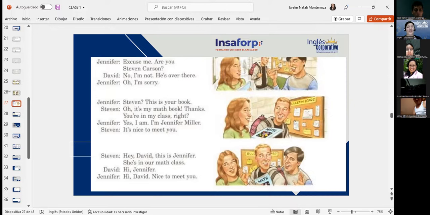Good question. So when you find someone and you say, "Steven, this is your book." "Oh, it's my math book. Thanks. You're in my class, right?" It's like, tú estás en mi clase, ¿verdad? You say, "Yes, I am. I'm Jennifer Miller. It's nice to meet you." He's like, "Hey, David, this is Jennifer. She's in our math class." "Hi, Jennifer." "Hi, David. Nice to meet you." In good Salvadorian, you will say, "Maria, this is Jose. He is in our English class, in Inglés Corporativo." "Ah, hi, Jose. How are you?" That will happen in El Salvador, right?